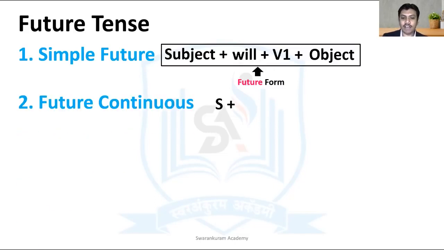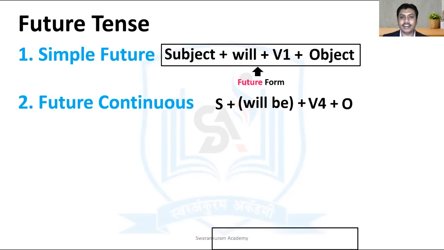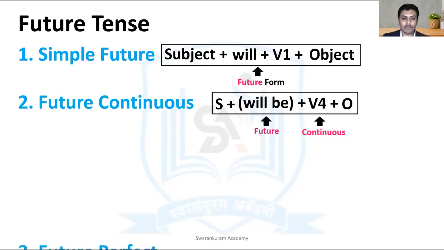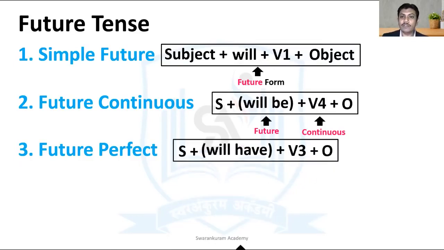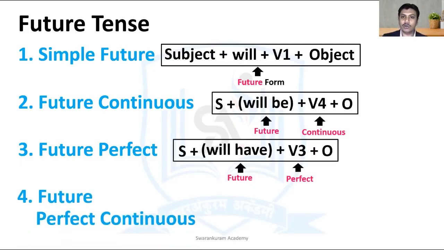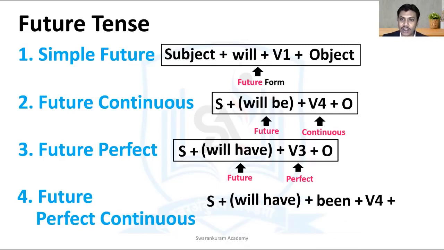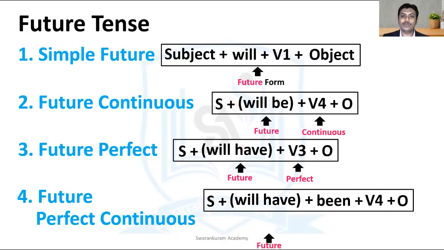Future continuous. I will simply use the subject, then will be, and then V4, and it will become future continuous. Now we will try to understand future perfect. We will use the subject, then will have, then V3, and then the object, and it becomes future perfect. Same thing, I will follow the combination of future perfect and future continuous, and it will become future perfect continuous. So I will use the subject, then will have, then been, then V4, and then the object, and it will become future perfect continuous. Simple thing to understand.